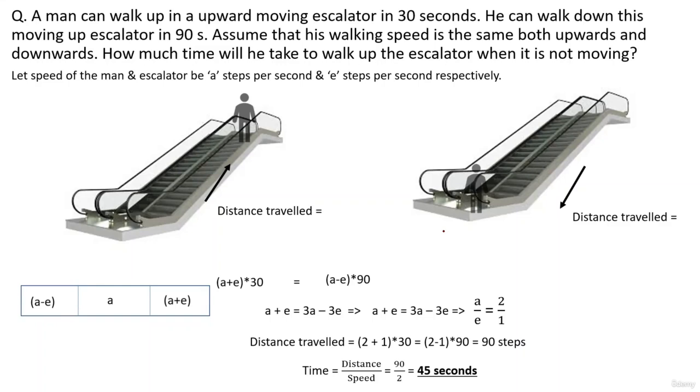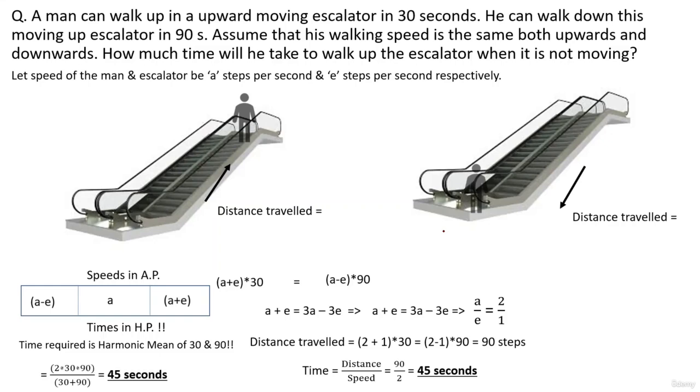Remember, whenever the terms or the numbers are in AP, arithmetic progression, the reciprocals will be in HP, or harmonic progression. Since distance is the same here, speed is inversely proportional to time. So if speeds are in AP, the times are in HP, harmonic progression. So the required answer is nothing but the harmonic mean of 30 and 90. Calculate 2 times 30 times 90 upon 30 plus 90. The answer is 45 seconds. As simple as that.